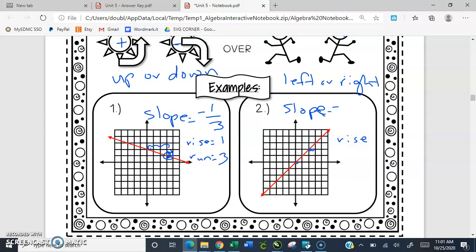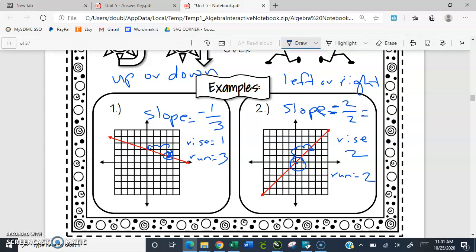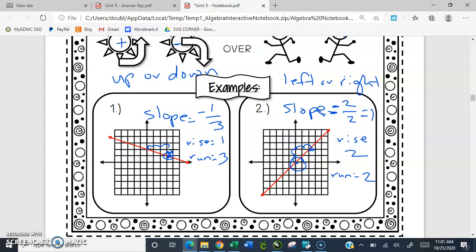So my rise is, I want to go to my lowest point. So it's right here. How many did I go up to get even on that line? So I go 1, 2. So my rise equals 2. My run is how many did I go over to get to that point? So 1, 2. So my run equals 2. So my rise is 2 and my run is 2. So 2 over 2 equals, or 2 divided by 2 equals 1. So my slope is 1.